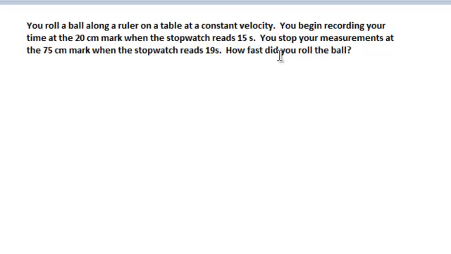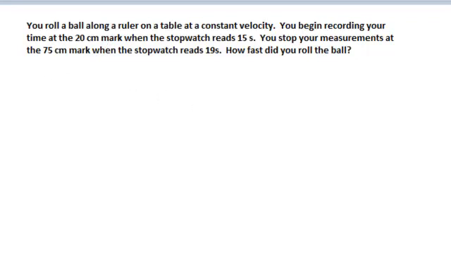Before you can do any calculations, you first have to understand the different measurements that are in there. For instance, here we say at a certain time, 15 seconds, the ball is at the 20 centimeter mark. After 19 seconds, the ball is at the 75 centimeter mark. Each one of these numbers is a specific measurement that we need to identify. So let's first start writing them down.